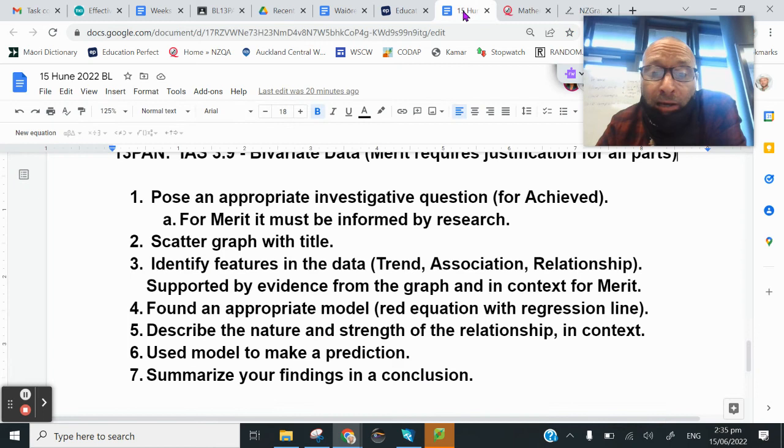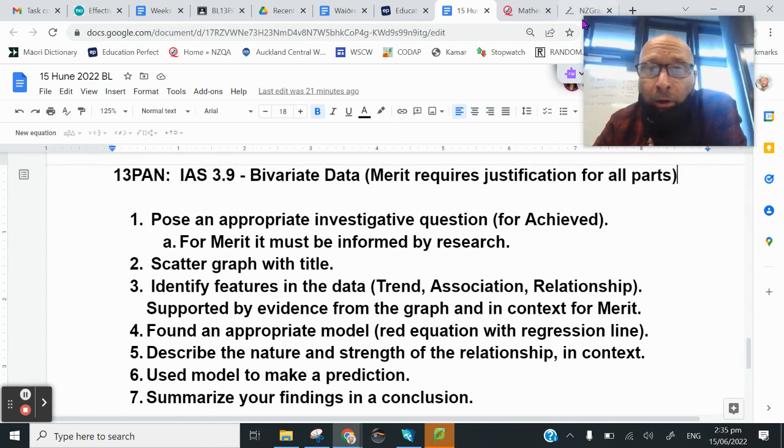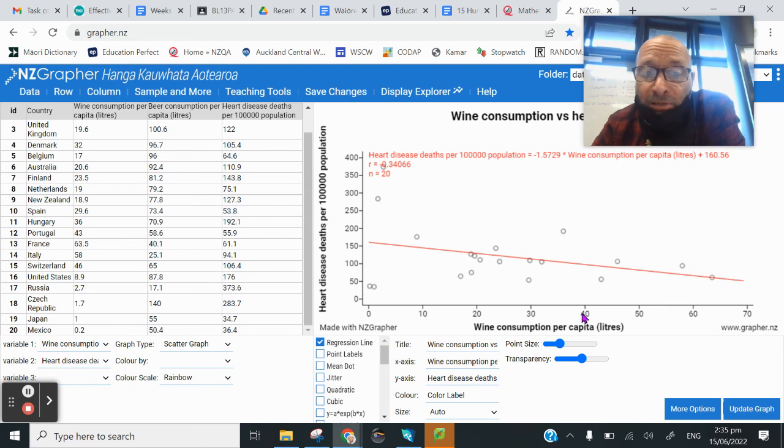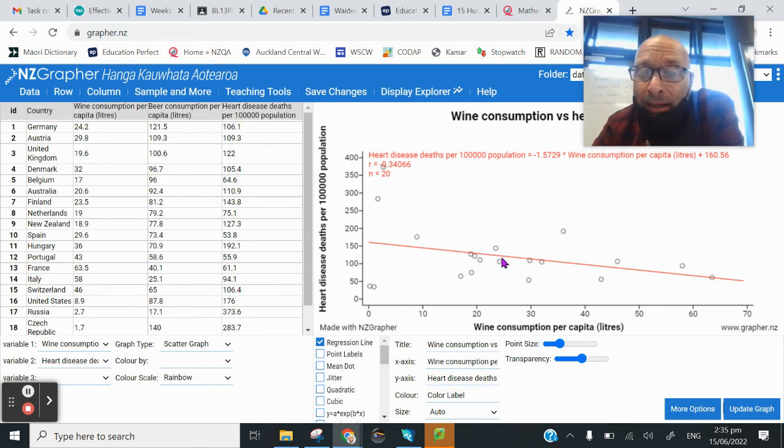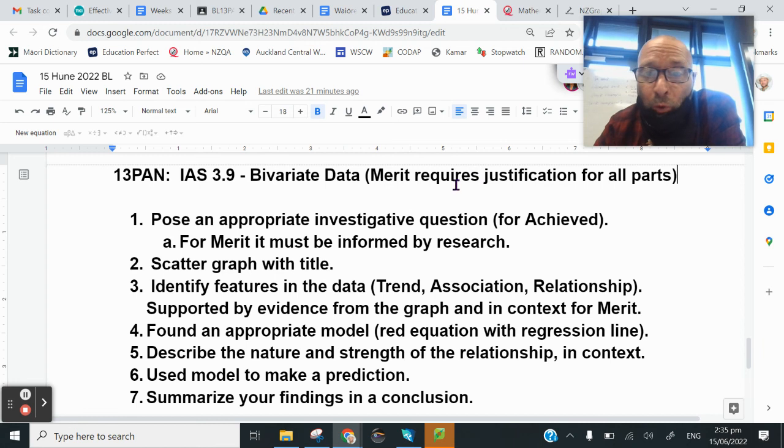Last part is just to summarize all of that in a conclusion. By that, I mean you're going to repeat what you said before, that for wine consumption versus heart disease, we have a linear trend that is negative and weak, okay? As far as getting it up to merit goes, you want justification. So anytime you say anything, back it up with why.